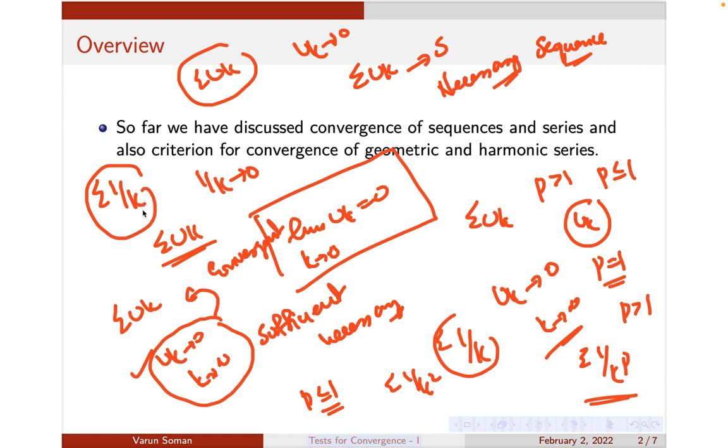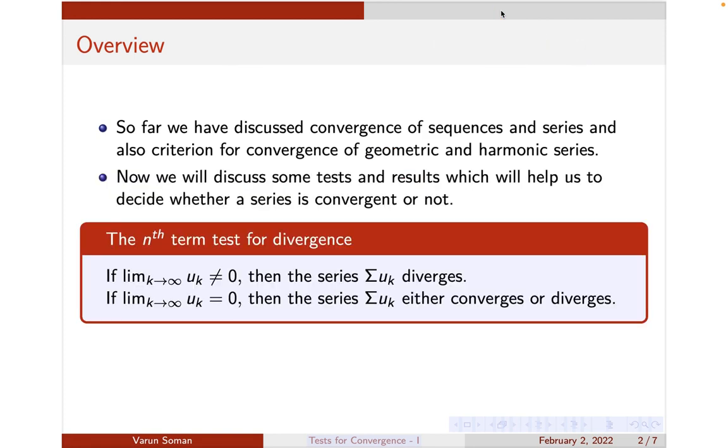Okay, so this condition, the kth term test, is basically used to decide whether a series is divergent or not convergent. It will just give you an idea whether the series is divergent or not. So it is called the kth term test for divergence. Okay, so I'll state it once again. The nth term or kth term test for divergence: if limit uk is not equal to 0, the series will definitely diverge. If the kth term is not actually becoming 0, it will definitely diverge.